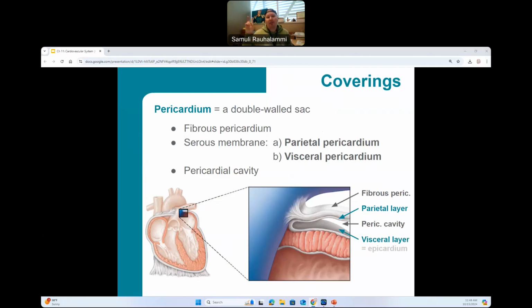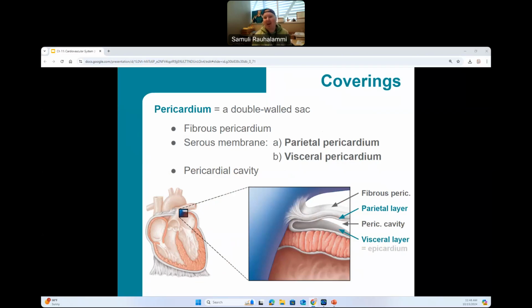We also have two layers of serous membrane that we're going to see. So we're going to see our parietal pericardium, which forms the outside layer that lines the inner surface of the fibrous pericardium. And then we're going to see our visceral pericardium, which is located right next to the heart and actually blends into the epicardium, the first layer of the heart wall that we'll talk about a little later.